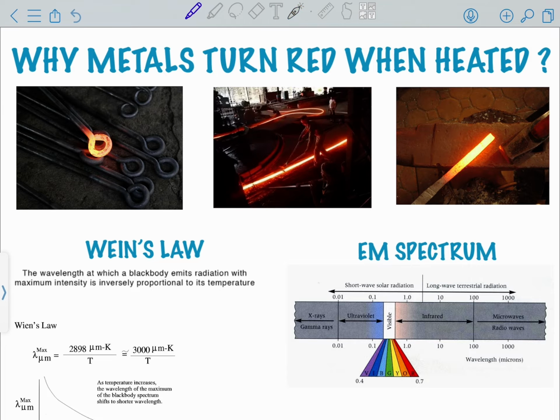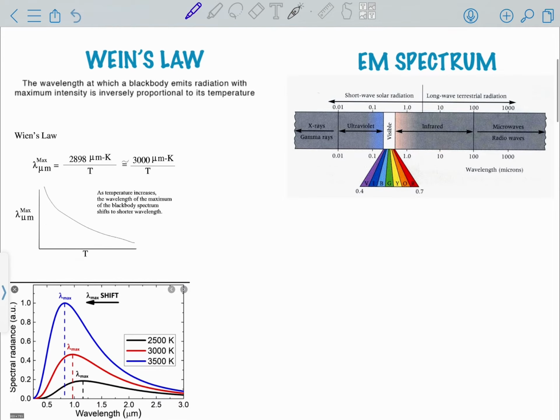To understand that, first we need to understand the electromagnetic spectrum. Electromagnetic waves have both electrical and magnetic components. They are a disturbance in space, and they propagate at a speed of 3 × 10^8 meters per second, the speed of light. And any body above absolute temperature, which is 0 degrees Kelvin, radiates energy or electromagnetic radiation.